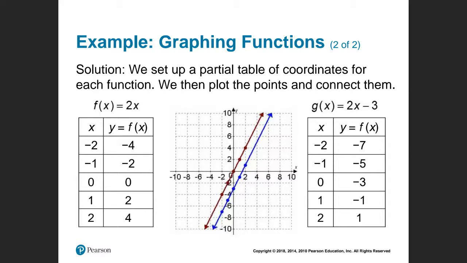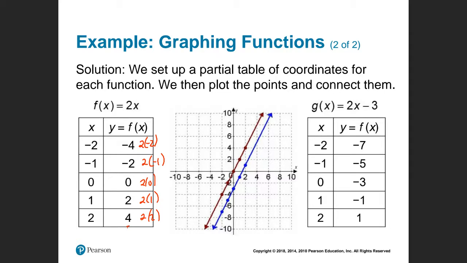So now, f of x equals 2x. The x values are negative 2, negative 1, 0, 1, and 2. After we replace x with negative 2, I just put 2 times negative 2, and the answer is negative 4. Now 2 times negative 1, so the answer is negative 2. 2 times 0, the answer is 0. 2 times 1, the answer is 2. 2 times 2, the answer is 4.